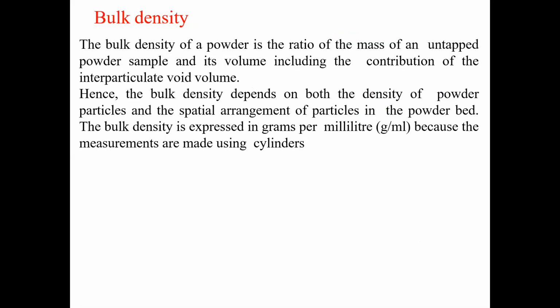Bulk density. The bulk density of a powder is the ratio of the mass of an untapped powder sample and its volume, including the contribution of the interparticulate void volume. Hence, the bulk density depends on both the density of powder particles and the spatial arrangement of particles in the powder bed. It is expressed in grams per milliliter.